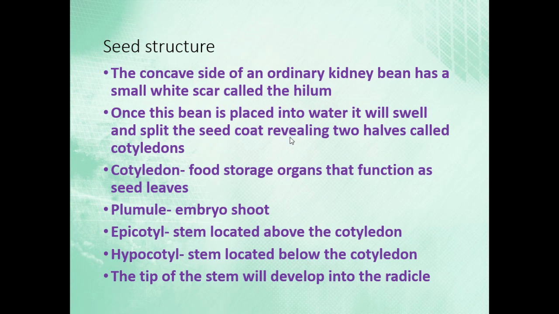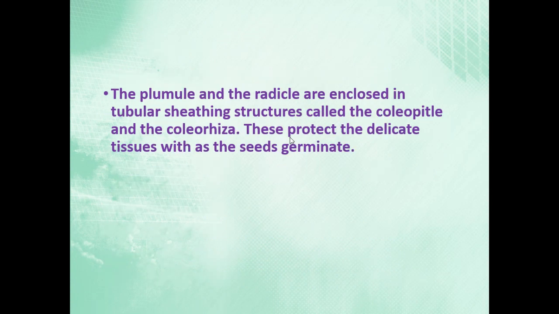The plumule is an embryo shoot, so it's just a baby plant. The epicotyl is a stem located above the cotyledon. The hypocotyl is a stem located below the cotyledon. And the tip of the stem will develop into the radicle. The plumule and the radicle are both enclosed in tubular sheathing structures called, and I'm really bad at pronouncing a lot of these words, the coleoptile and the coleorhiza. These protect the delicate tissues within the seeds as it germinates.